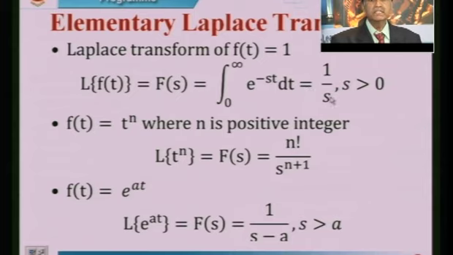You know that e to the power minus infinity is 0, and as a result, simplification gives us, afterwards, t equal to 0, e to the power 0 is equal to 1, and then 1 by s. This is the case of a constant. The next one is the case of an algebraic term, that is f of t is equal to t to the power n.